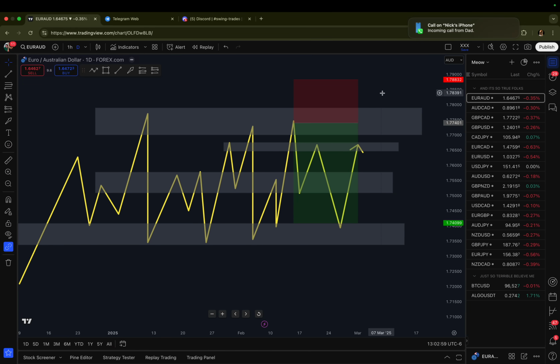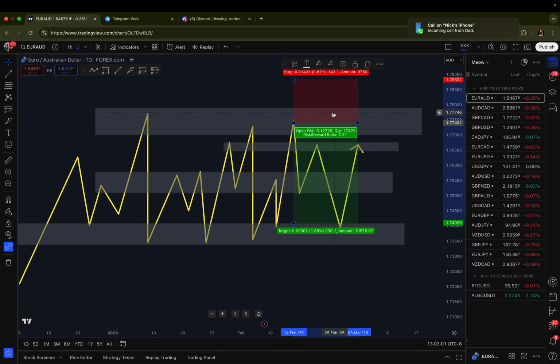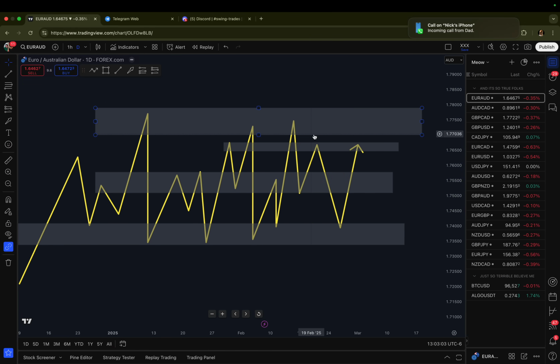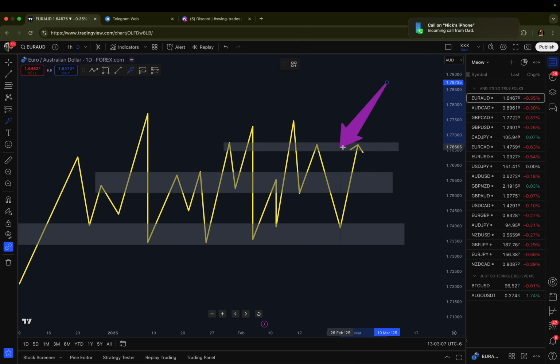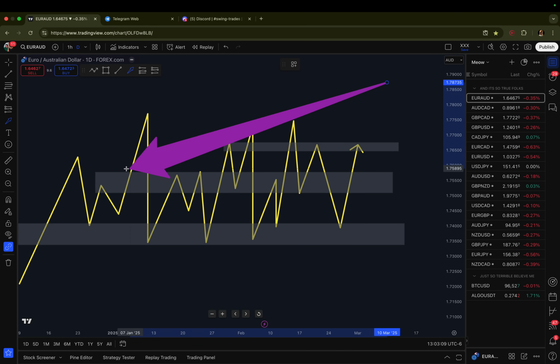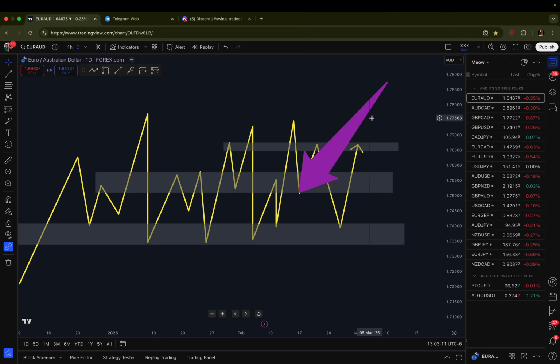Totally satire. But with this being said, you want to draw the zones that are clear. You want to avoid zones like this. You don't want to be drawing zones like that where it's just slashing through it over and over. You don't want to draw zones like this. Instead, you just want to draw the clear, obvious support resistance zones.